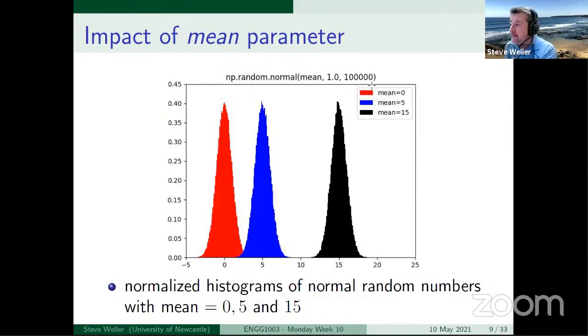And so what you see here are three histograms. I generate random numbers by calling random normal from the NumPy library 100,000 times with mean 0, 100,000 times with mean 5, 100,000 times with mean 15. And you can see in each case, the central value of the peak of the histogram occurs at 0, 5, and 15. So you can see that the impact of changing the first parameter in the call to random normal is just to shift the location of the peak. That's what it does.